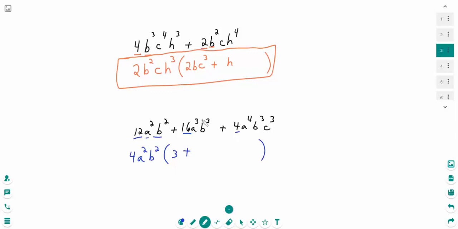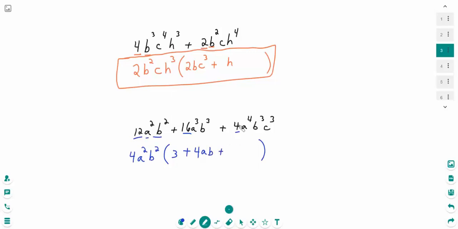Then we have plus. Now, the second term divided by the greatest common factor is going to give us 16 divided by 4, which is 4. a to the third divided by a squared is going to be a. b to the third divided by b squared is going to be a b. Then we have our plus.